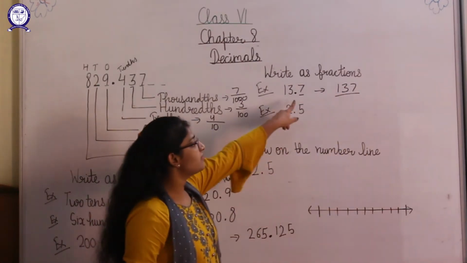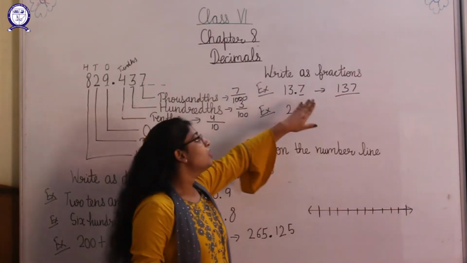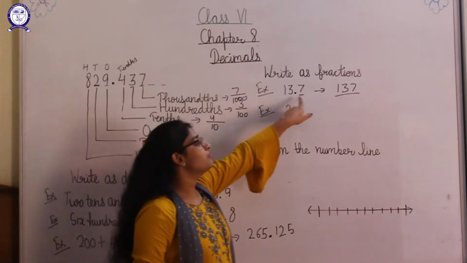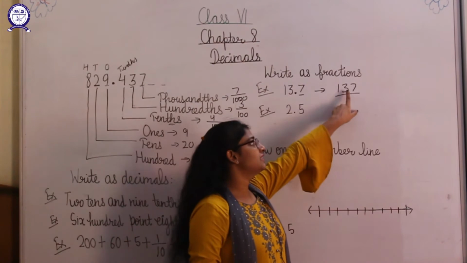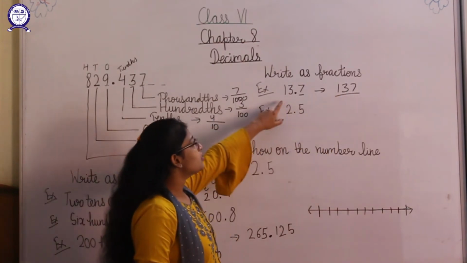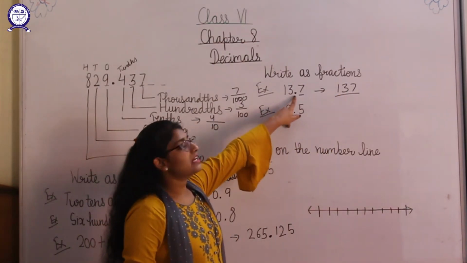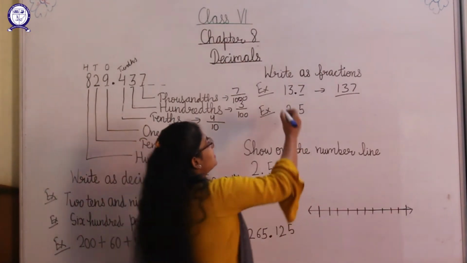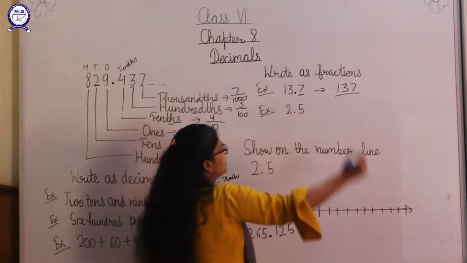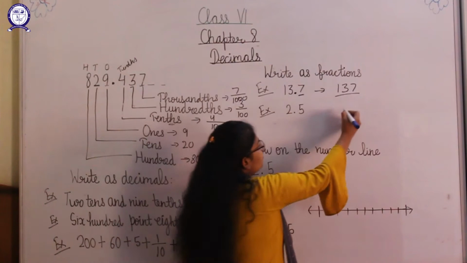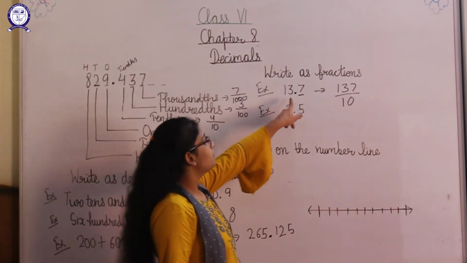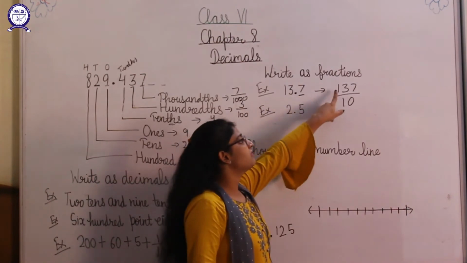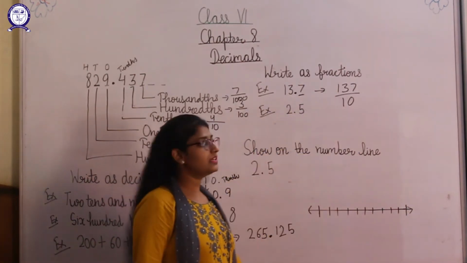It is 13.7. So in the numerator we will remove the decimal and write the number as it is, so 13.7 will become 137. In the denominator, we will check how many digits are there after the decimal. Here is one digit only, so we will put 1 zero, and it is 10. So the fraction for 13.7 will be 137 by 10.